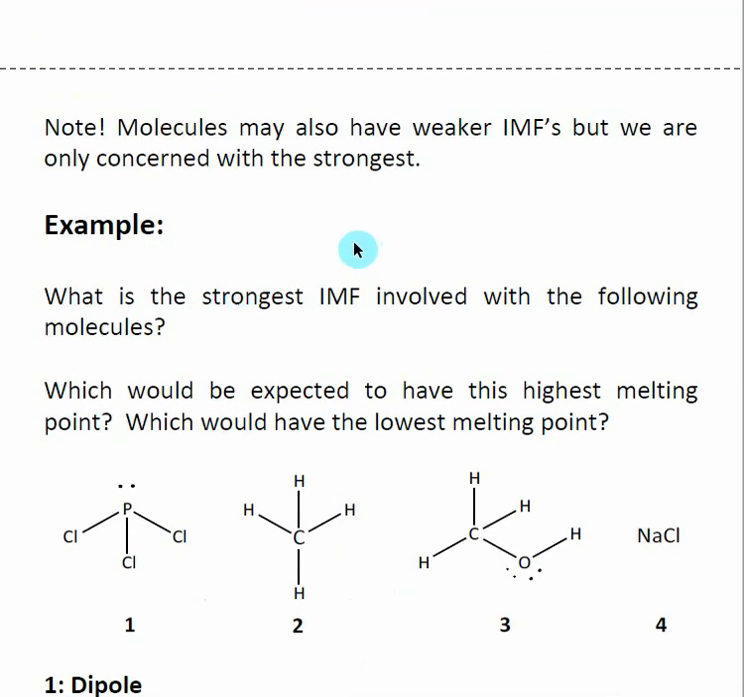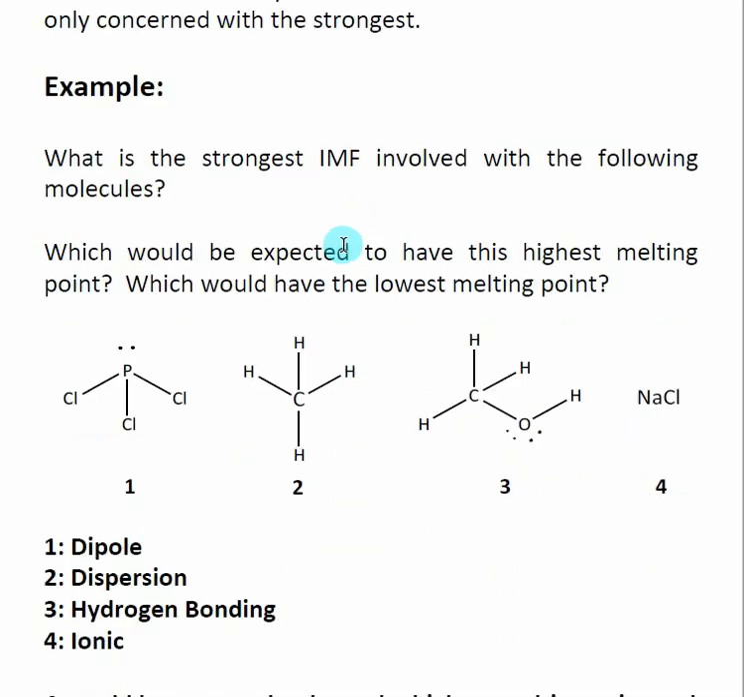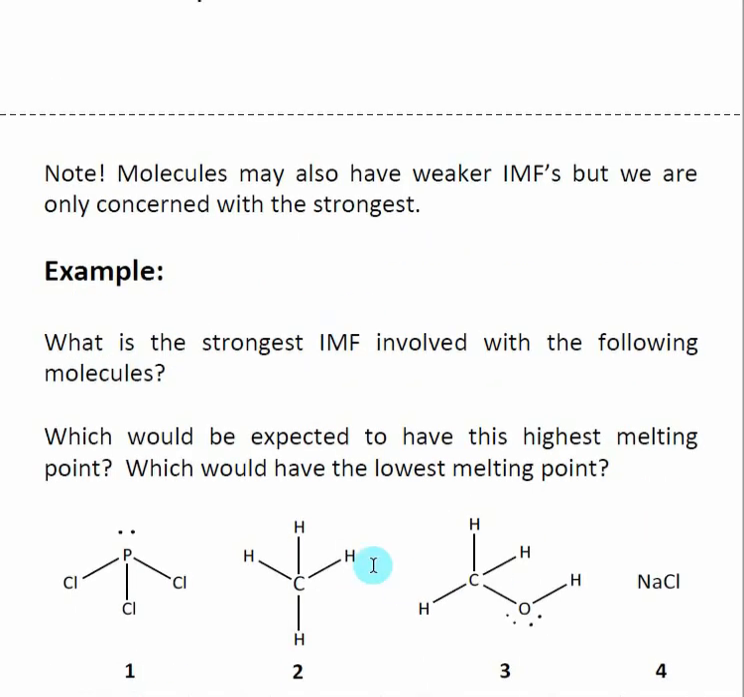Even though a molecule may have weaker intermolecular forces, we are only concerned with the strongest. Pretty much every molecule has some type of dispersion intermolecular force, but we don't care about that. We want the one that's the strongest. So let's do an example. I give you four molecules here, and I ask, what's the strongest intermolecular force for each molecule? Then, which one do I expect to have the highest melting point, and which the lowest? This is like asking which one has the strongest intermolecular force and which has the weakest.